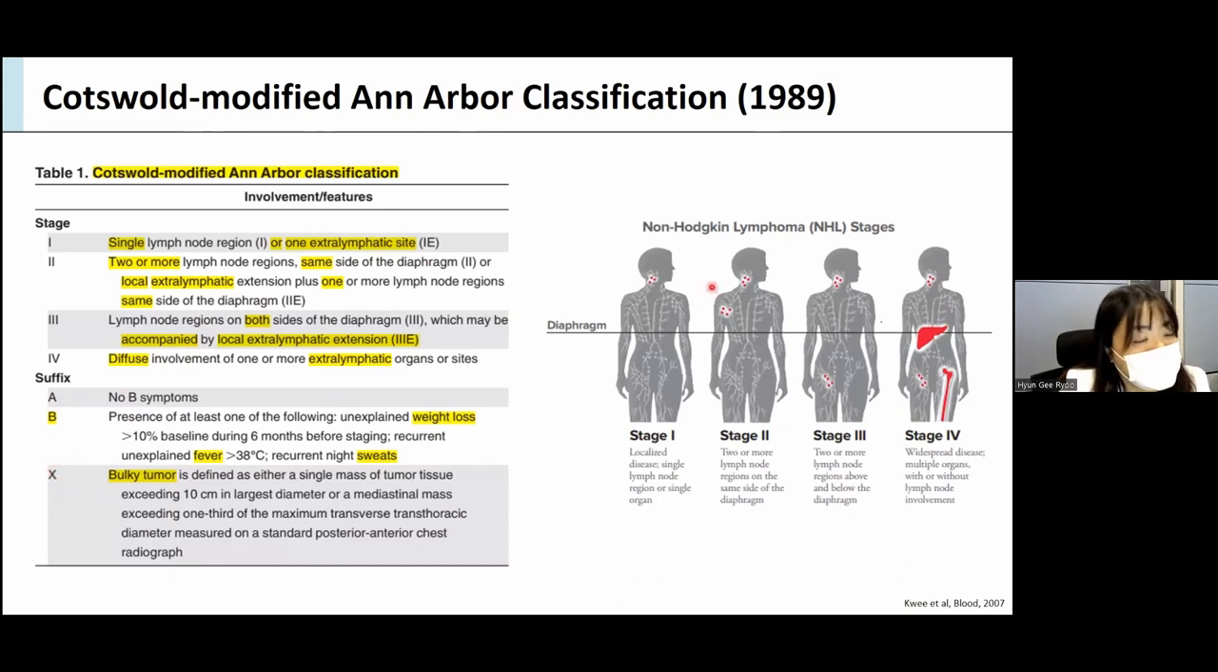So simply, by dividing by the diaphragm, we can stage lymphoma involvement as stage one if there is a lymphoma lesion in one region, stage two if the lesions are on the same side of the diaphragm, and if there is involvement on both sides of the diaphragm, we can say it is stage three, and if there is extralymphatic involvement, we can say it is stage four.